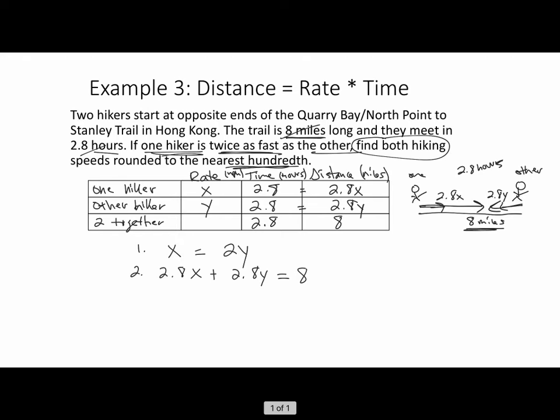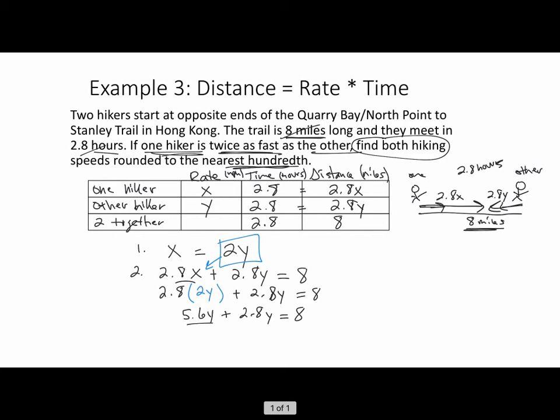We can graph, but that's not really that fun. Looks like I want to use substitution because one of these equations is already solved for one of the variables, x. So let me put that into the other equation for x. So we've got 2.8 times x, which is 2y, plus 2.8y equals 8. Now our second equation only has y in it. I just need to simplify by multiplying 2.8 times 2. And that's 5.6 times y. Everything else is going to stay the same.